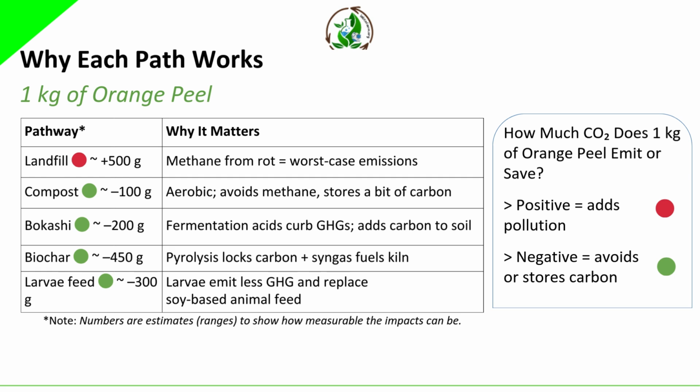Each pathway has its own logic. Composting works because microbes use oxygen, so methane doesn't form. Bokashi works because fermentation locks nutrients into organic acids. Anaerobic digesters work by capturing the biogas and turning it into energy instead of letting it escape. Biochar works because it stabilizes carbon for centuries. Understanding why each path works helps us compare them fairly.